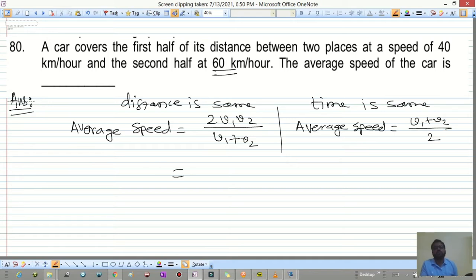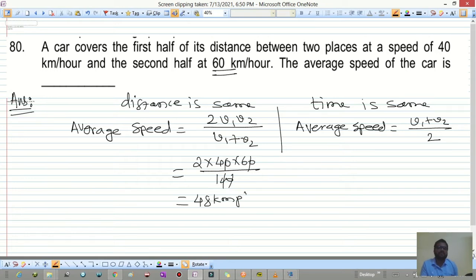So what is 2 v1 v2 divided by v1 plus v2? 2 into 40 into 60 divided by 100. So the zeros get cancelled. We'll get 48 km per hour as the average speed. So if they would have given that time is same, you would just apply v1 plus v2 divided by 2. Here the first half of the distance is given, so you have to apply 2 v1 v2 divided by v1 plus v2.